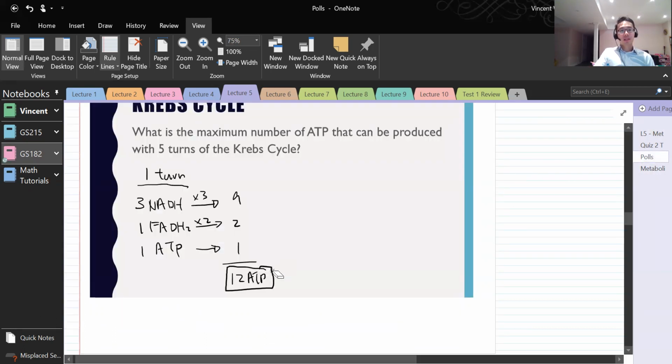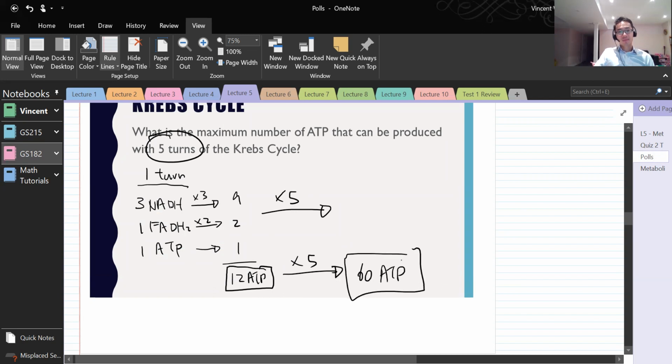So are we okay? We got the 12, yeah? Then we're gonna do it for 5 turns, so times 5. So you can just times the ATP by 5. 5 times 12 is 60, I think. So that's 60 ATP. Okay.